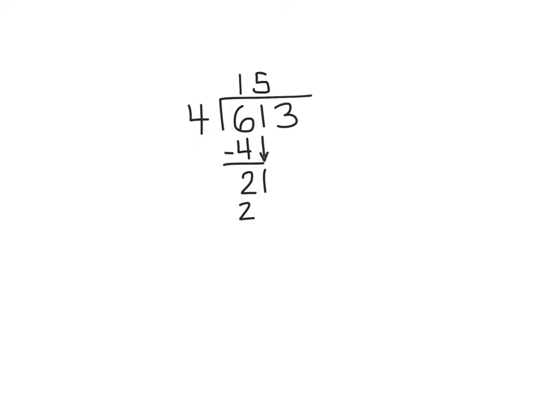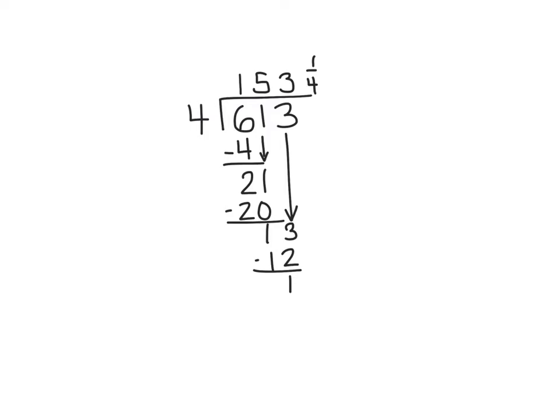5 times 4 is 20. Subtract, you get 1, and you bring down your next value. 4 goes into 13 3 times, which is 12. Subtract, you get 1. Now, you learned to do this several ways back in elementary school. You first said remainder of 1, and then you did things like, oh, well, remainder of 1 means that we still have 1 divided by the divisor, 4, remaining. So 4 goes into 613 153 and 1/4 times.